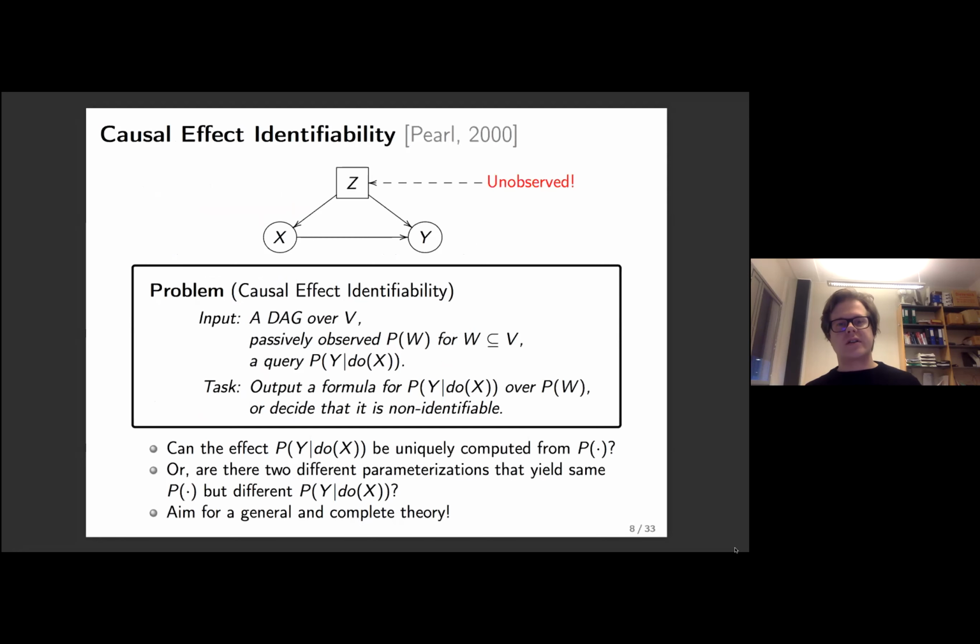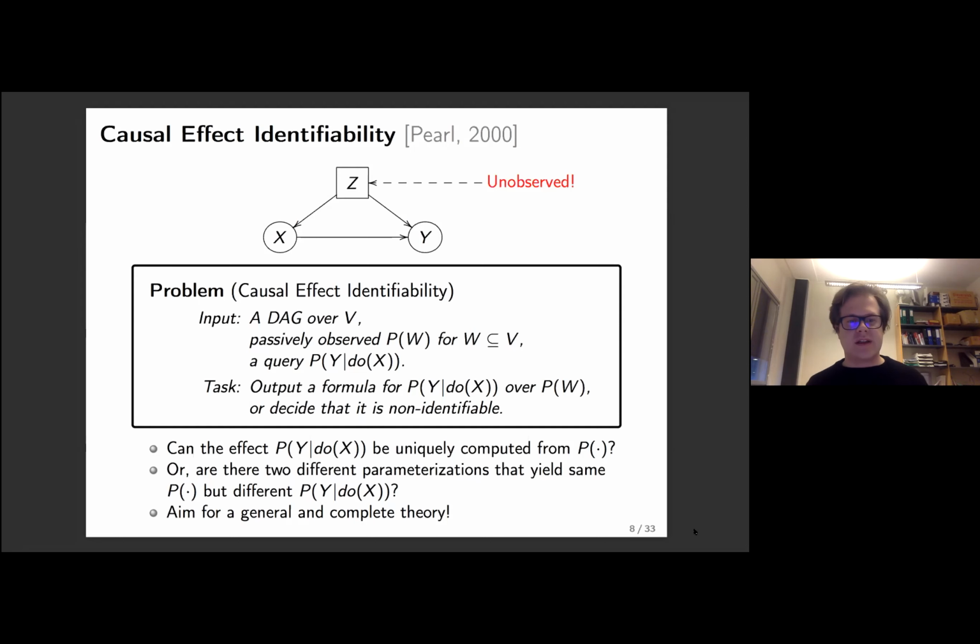One setting in which causal effects have been particularly studied is the causal effect identifiability problem of Pearl. There the idea is that you're given the causal structure as an input, and here I've defined it as a DAG, and then you're given a passively observed distribution over some of the nodes in the DAG. Note that some of the nodes in the DAG are in a sense unobserved, which is denoted here by the square node set. Your task is to output the formula for the causal effect over the passively observed distribution, or then decide that it's non-identifiable.